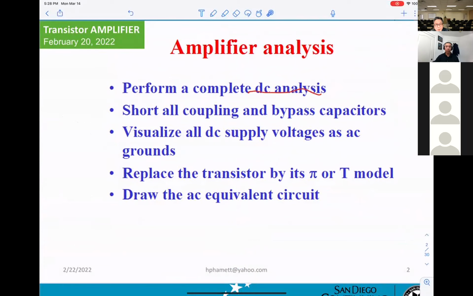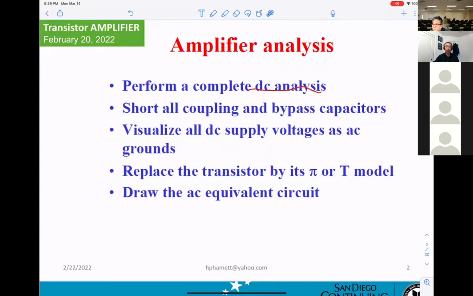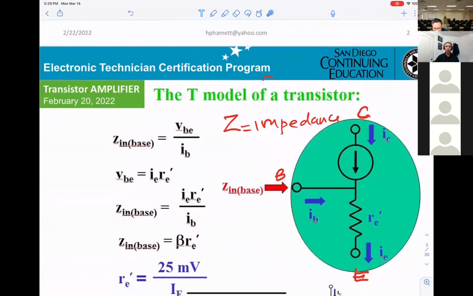Second thing, you won't see any capacitor in our AC circuitry. They will be shorted. And also you cannot see any DC power supply in the AC circuit, since they are shorted to ground. And if you go into detail, you can use either the pi model or the T model, and you get an equivalent circuit.